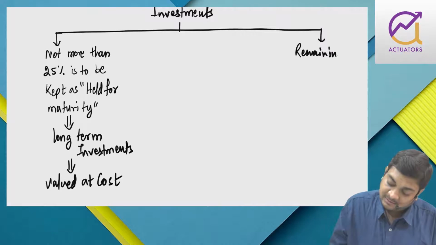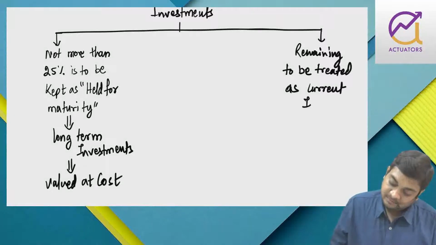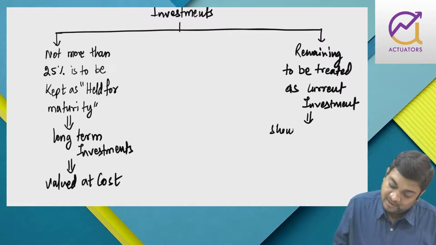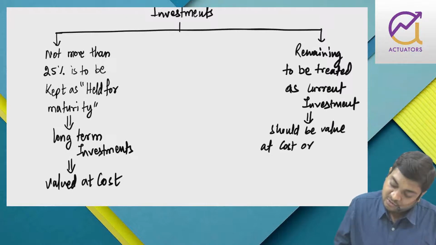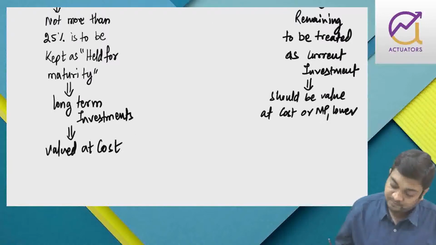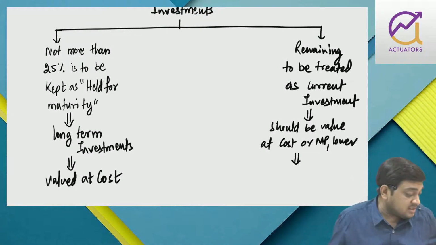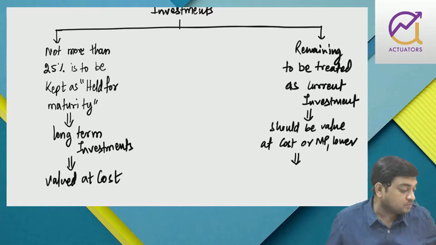Remaining to be treated as current investments should be valued at cost or market price, whichever is lower. Right? So they have given us 420 lakhs.